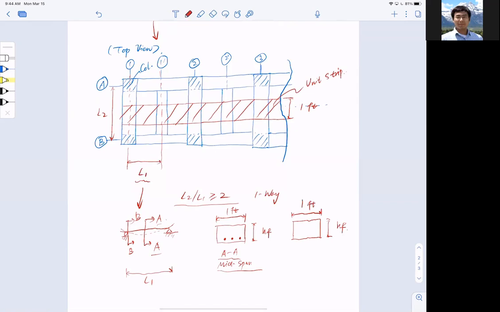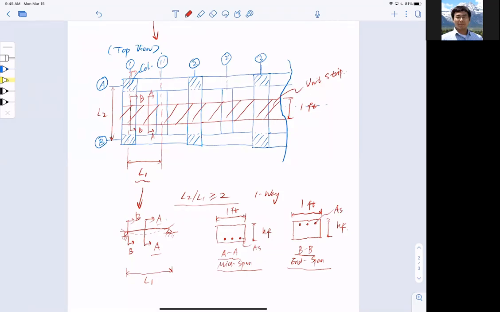Okay, but what is the difference? BB is right here, somewhere here, right? Well, actually, let me just cut it right here. BB, AA is here, right? So for the BB cross section, it is under negative bending. So this is at the end span, negative bending. So the reinforcement or the AS is on top for negative bending.